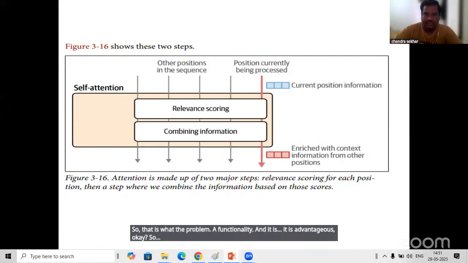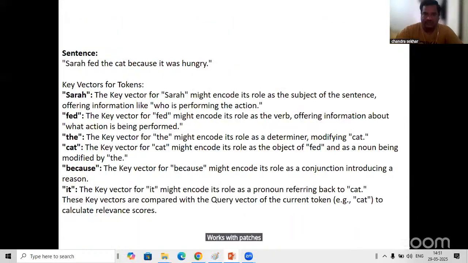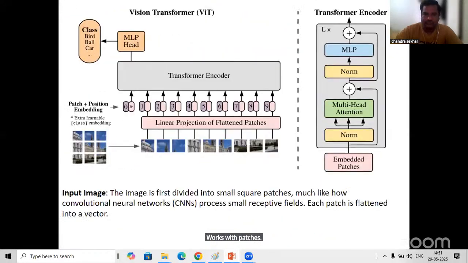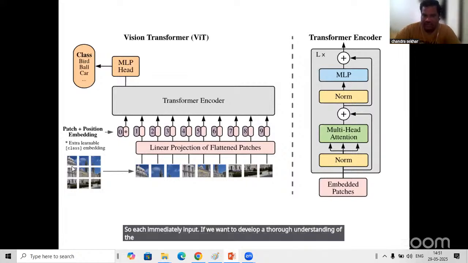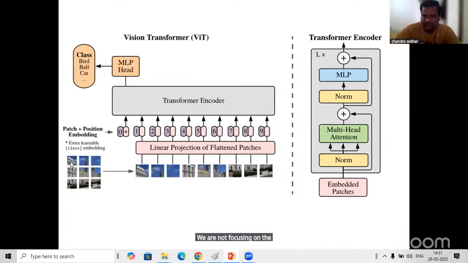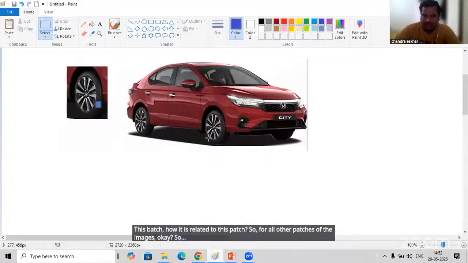Somewhere we have seen the vision transformer. Vision transformer works with patches. For each image, any input, if we want to develop a thorough understanding of the image, we are not focusing on the entire image. We are just dividing it into patches. For each patch, I want to understand the context. This patch, how is it related to this patch? This patch, how is it related to this patch? So for all other patches of the image, this is the patch, that means this one.